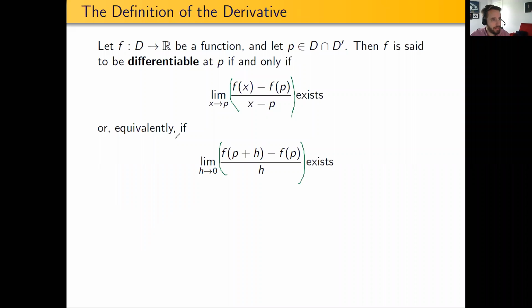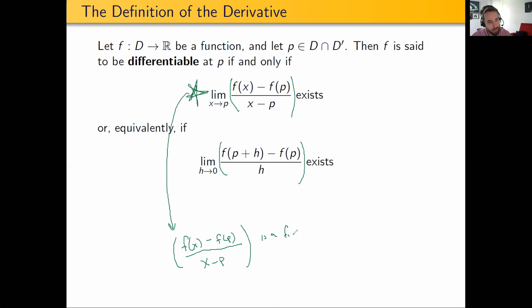Specifically, if I want to focus on this, I could really focus on either of them, I guess. But let's say the first one. If I want to focus on this first one, because our p-value is fixed, P is just a fixed constant. The quantity f of x minus f of p over x minus p, for a fixed p-value, is a function of x, right? I plug in an x value and I get a given quantity out of there.